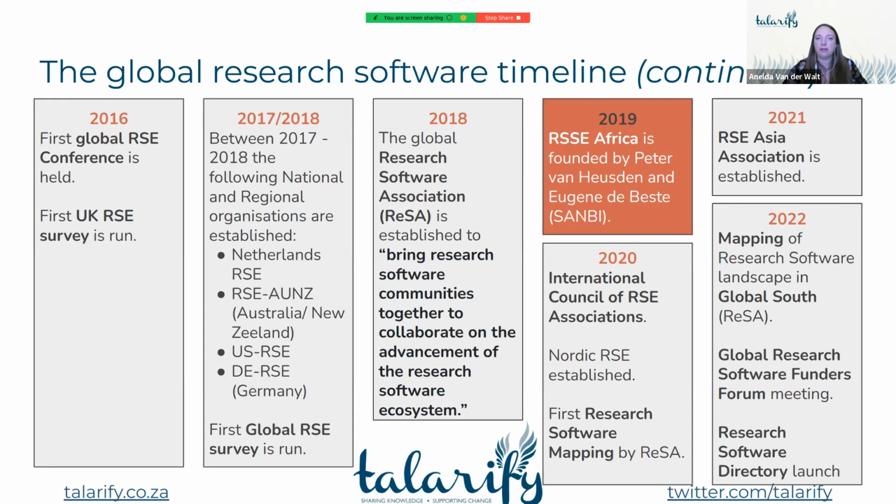I won't read through both these slides, but you should notice the number of organizations whose primary purpose is to understand, support, and improve the research software ecosystem. Some of these organizations operate nationally, while others have regional reach, and groups such as the Research Software Association, the International Council of RSE Associations, and the Global Research Software Funders Forum operate internationally.